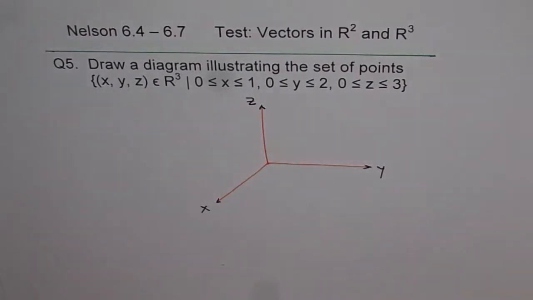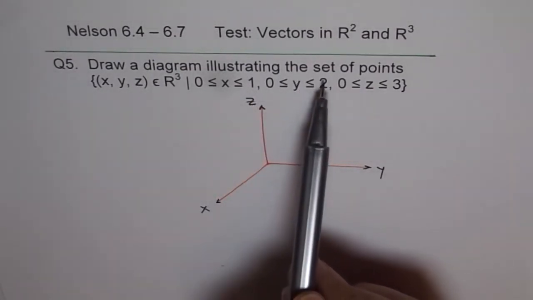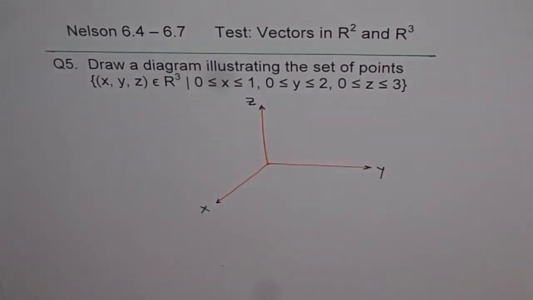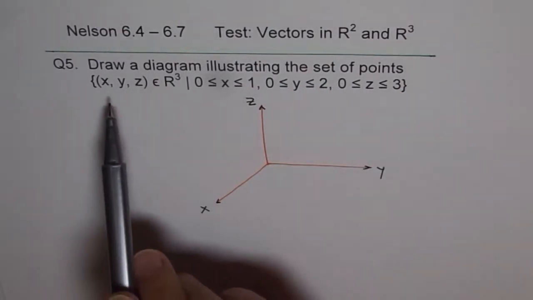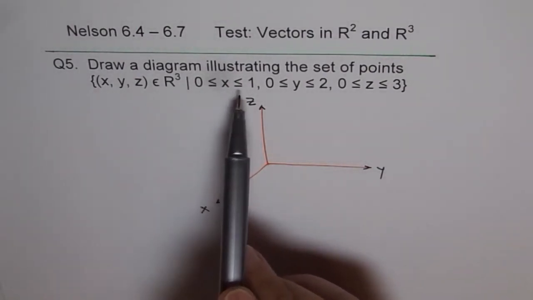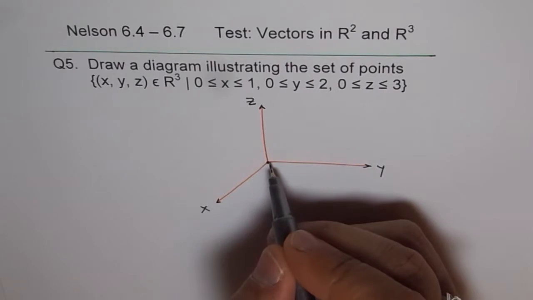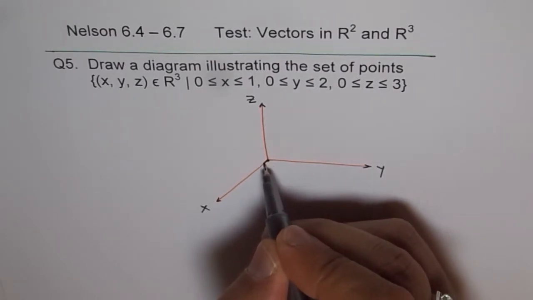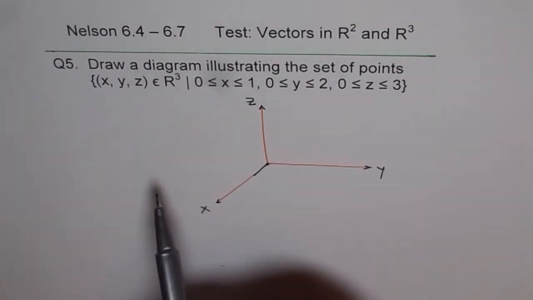The question here is to draw a diagram illustrating the set of points. These points belong to R3 where along the x-axis they are between 0 and 1. Let us say this is 0, the origin, and every point between 0 and 1, let's say this is my 1 unit, so that much. That is 0 to 1 along the x-axis.